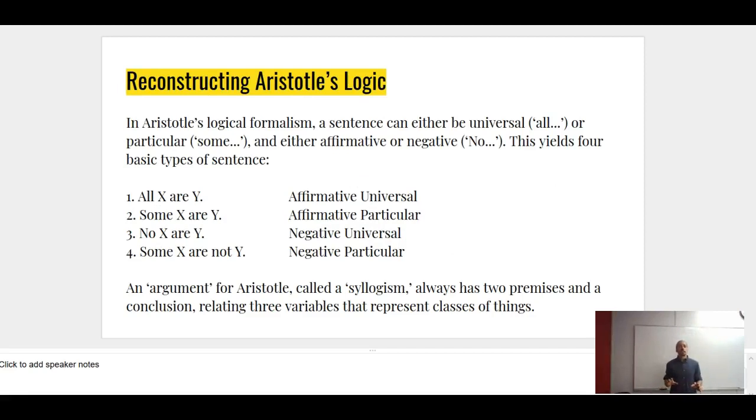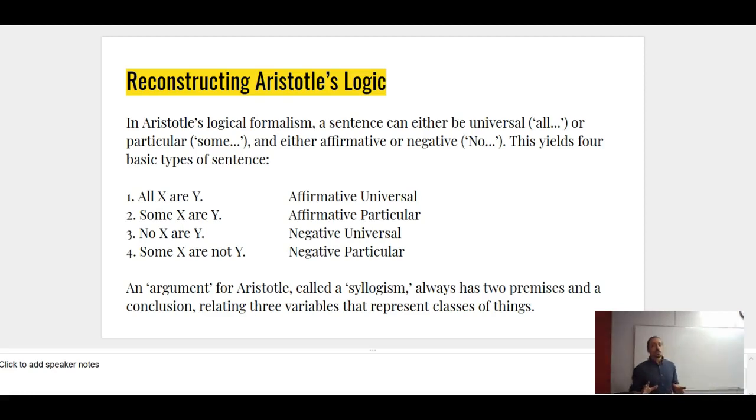For Aristotle, a sentence can either be universal, all S is P, or particular, some S is P, and either affirmative or negative, like no S is P. This yields actually four basic types of sentence. All X are Y, the affirmative universal. Some X are Y, affirmative particular. No X are Y, negative universal. Some X are not Y, negative particular. These are the only types of sentences that can be constructed in Aristotle's logic.